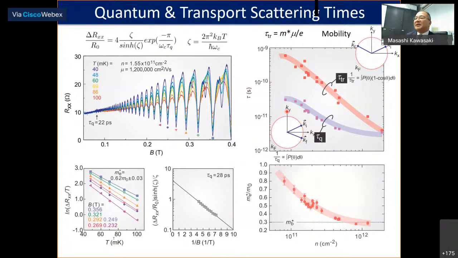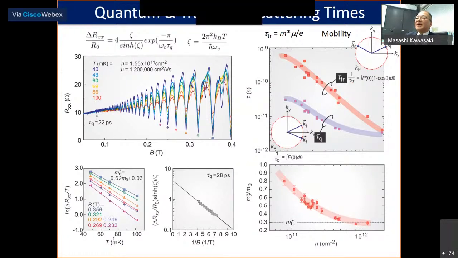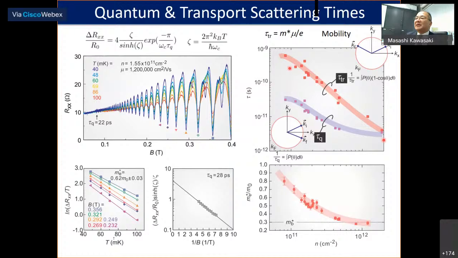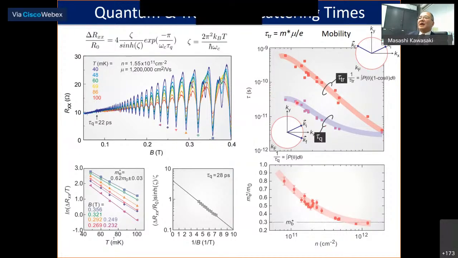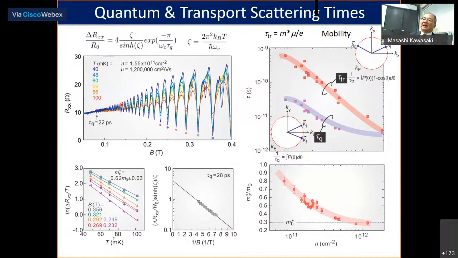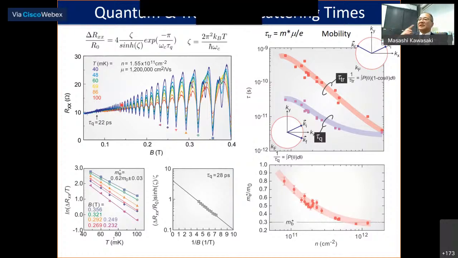And the quantum scattering time is more sensitive to any defect. The transport scattering time is the same as mobility: you just multiply by the effective mass and divide by the electron charge. This is nothing but mobility. But here, the quantum scattering time is shorter, meaning forward scattering also matters. So in order to see quantum oscillation at low field, you have to complete the electron cyclotron motion within this quantum scattering time. So this is very difficult.